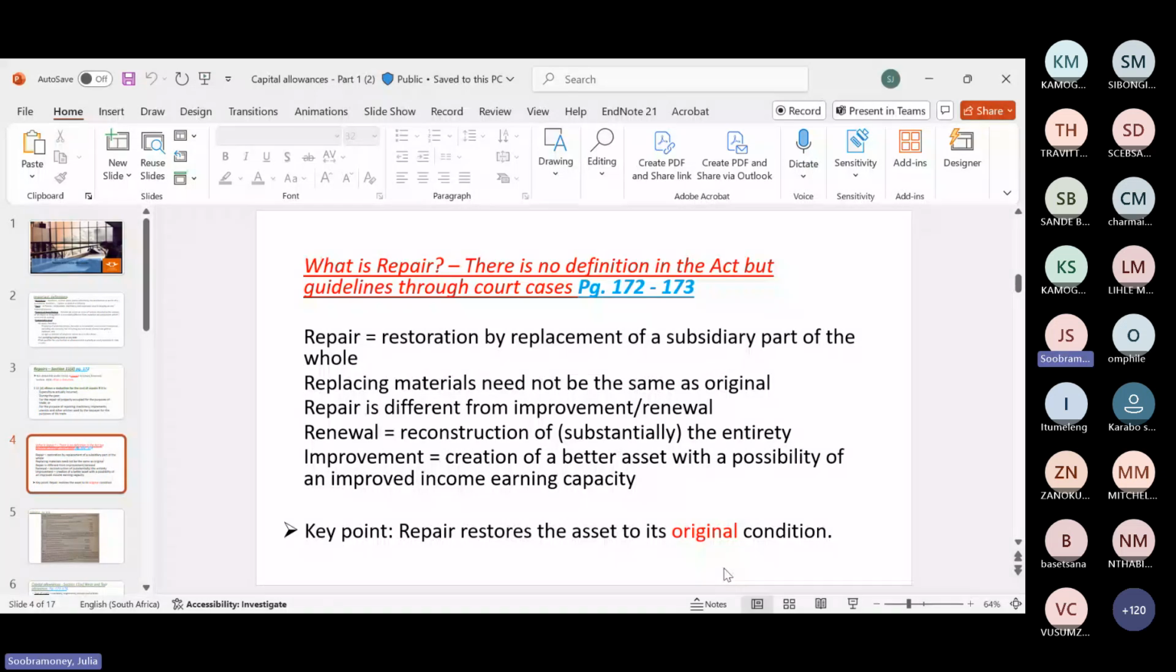So do you think it will be seen as an improvement or will it still be seen as a repair? Now you need to put yourself in those shoes and say, right, what was my original intention? Was it to repair or was it to improve the asset? And that will give you the answer to the question. What do you think, guys? Improvement, improvement, improvement.